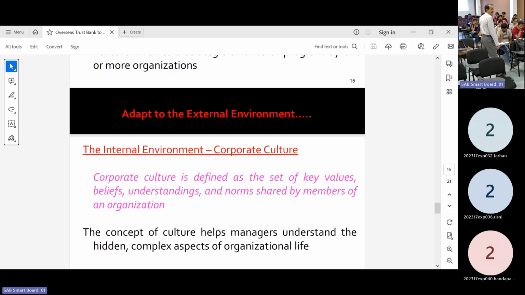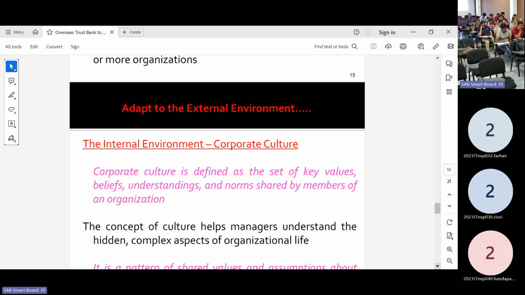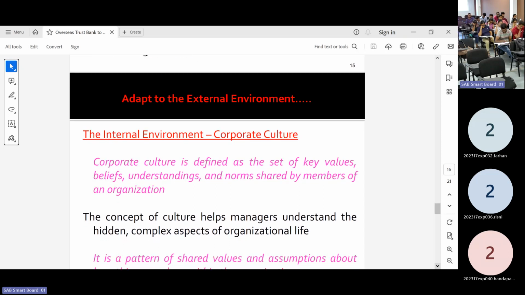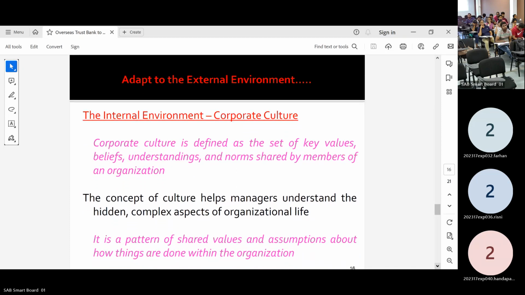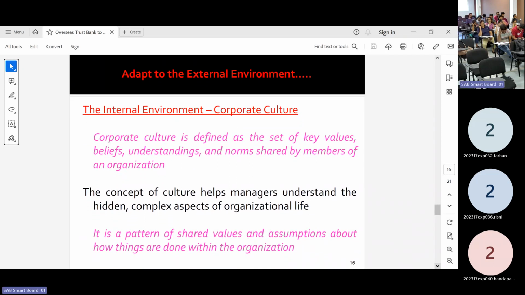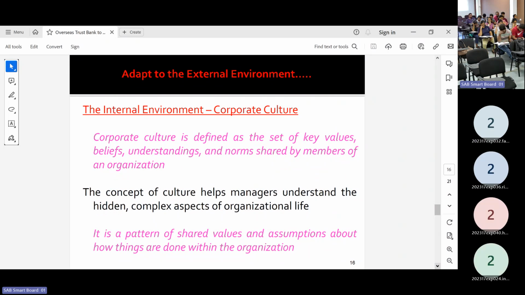Culture is defined as the set of key or core values, beliefs, understanding, and norms held by members of an organization. They all should share and respect it. Right. The concept of culture helps managers understand the hidden, complex aspects of the organization's life. As we have life, organizations also have life. That is culture. It is a pattern of shared values and assumptions about how things should be done or how things are happening, including how decisions should be made for the organization.